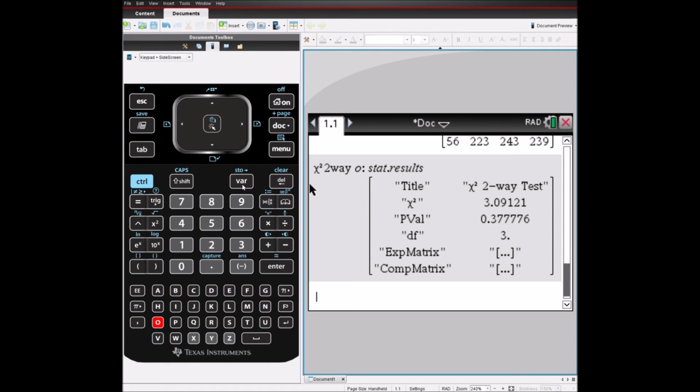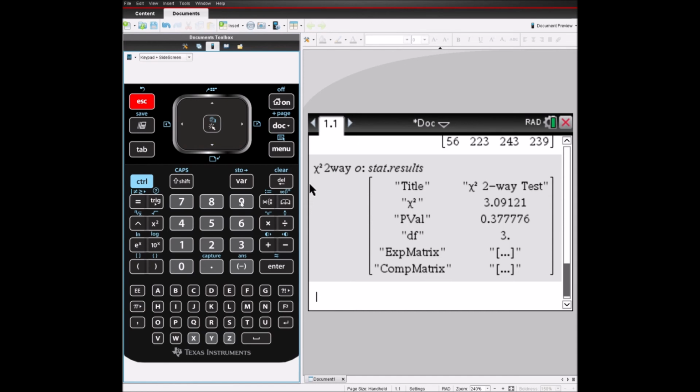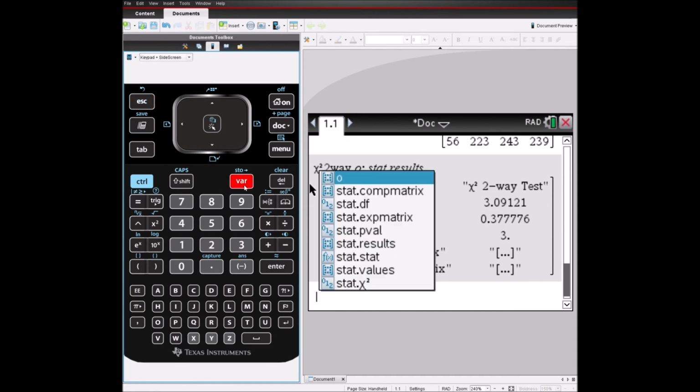So a lot of the times we can find out what those variables are, and they should still be stored in our calculator, and this one is. So expected matrix is exp matrix, so stat.exp matrix. So how did I come up with that list? I pressed the variables button, the button above the number 9. So VAR for variables. So these are all the variables stored in our calculator at the moment.